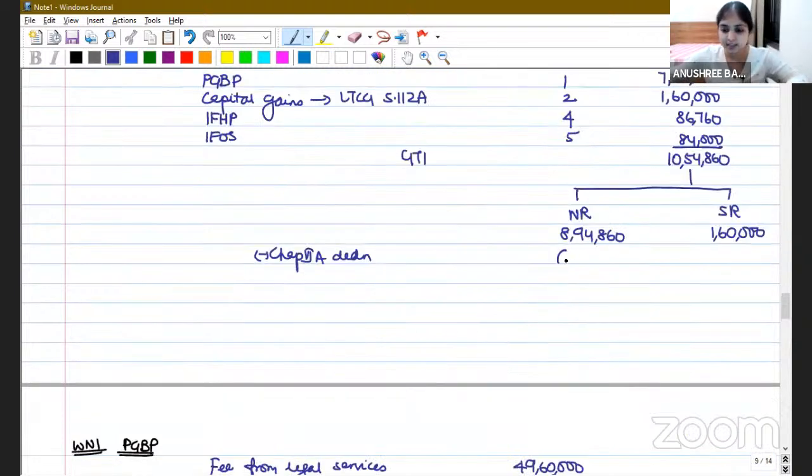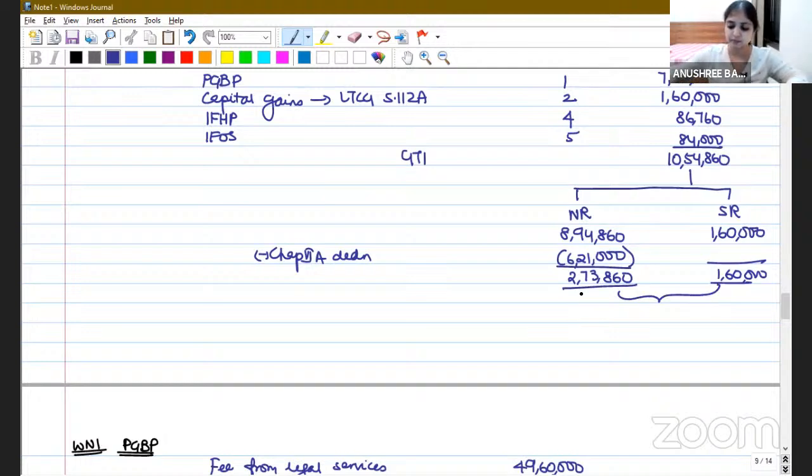Less Chapter 6A, 6,21,000. We will subtract this only from normal rate income. So what is the balance normal rate income? You'll get 2,73,860. Your special rate income is 1,60,000. So what is our total income now? Total income is going to be 4,33,860. We'll call this the total income.